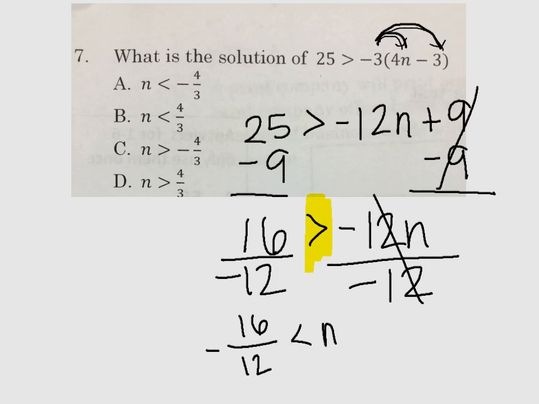But now I want to simplify. And my answer choices are written with the n first. So I'm going to flip just the whole thing over. Well, if I simplify by 4, 16 divided by 4 is 4. 12 divided by 4 is 4. So I'm going to have n, flip everything, is greater than negative 4 over 3. My answer is C.